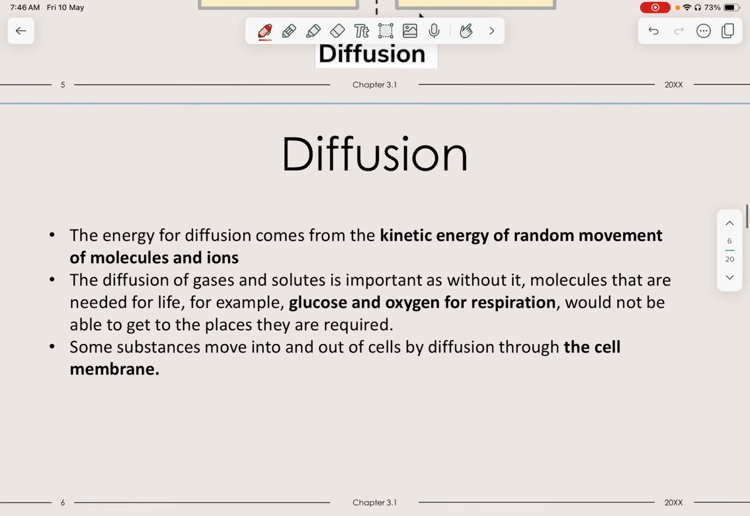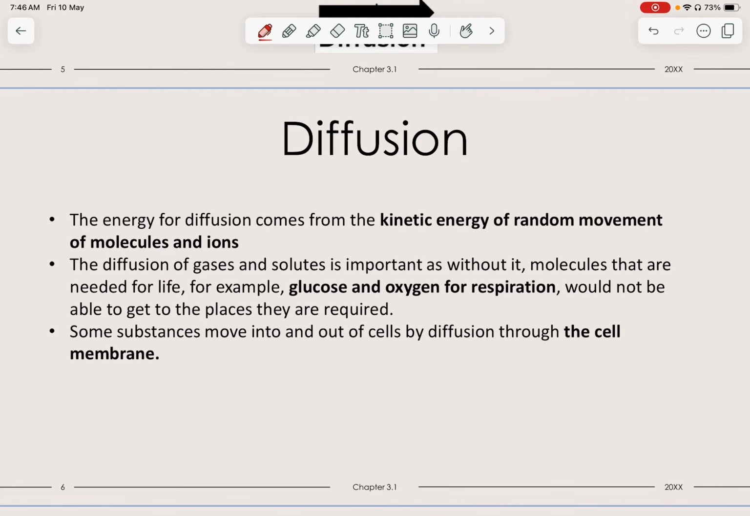Most of how this diffusion occurs, of the gas particles moving from the left hand side to the right hand side, is by the kinetic energy of random movement. This is the energy which allows the random movement, because gases are so random. Gas particles do not have a fixed shape, so their movement is very random. And also ions, because they are so small, do not have a very fixed position, and therefore they can move around.